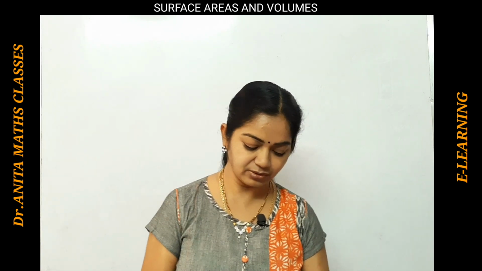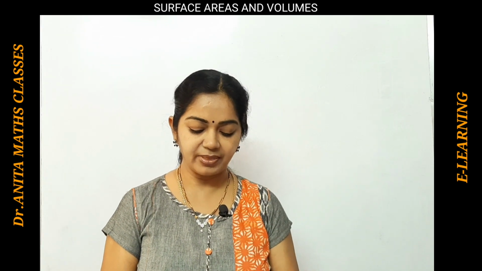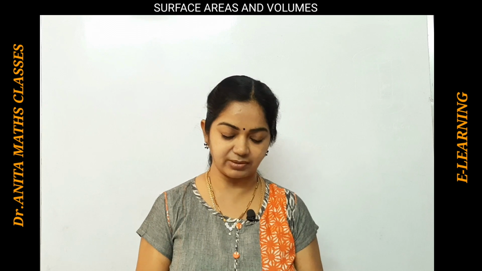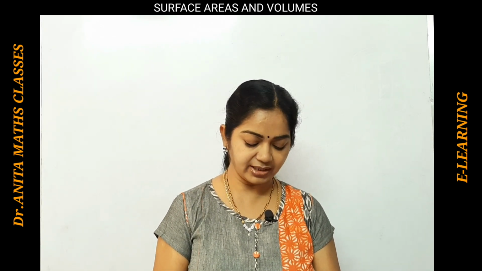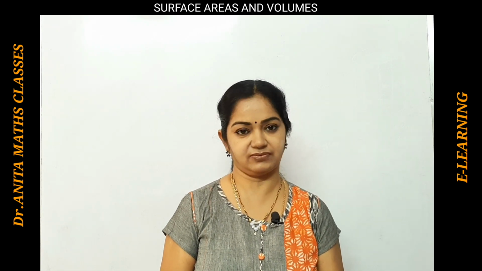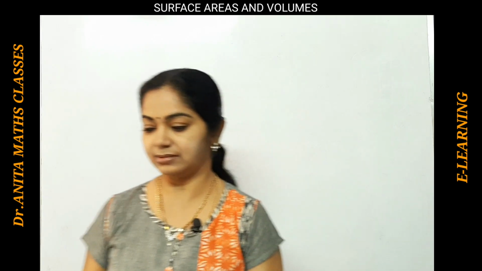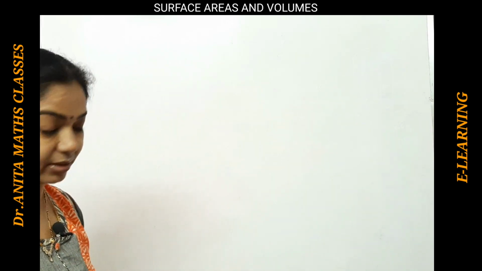Now here we will continue with the fifth one. A metal pipe is 77 centimeters long. The inner diameter of a cross section is 4 centimeters, the outer diameter being 4.4 centimeters. Find its inner curved surface area, outer curved surface area, and the total surface area. Here the diagram is also given, the inner radius and the outer radius.